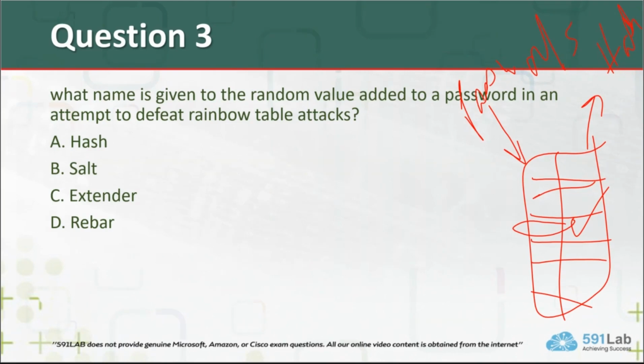So in order to counter this methodology, we have included something called salting. Salting is simply some random characters added to the password to make it more complex so that it wouldn't be easy for attackers to find this password in a pre-computed rainbow table. So the answer for this one is B.